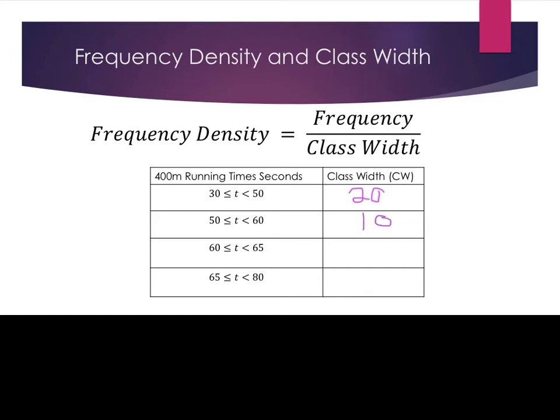The next one is greater than or equal to 60, but less than 65. So 65 take away 60 is 5, so my class width here is 5. And last but not least, we've got greater than or equal to 65, and also less than 80. These are the times, so 80 take away 65 is 15. And the class width really is just as simple as that.